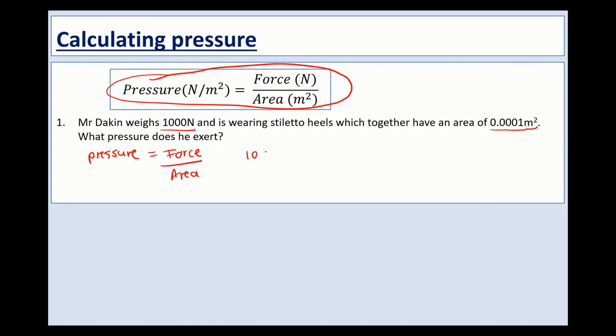The force is 1,000 newtons divided by the area, which is 0.0001 meters squared. And that together will give us 10 million Newton per meter squared. Okay, so that would be the answer to that question.